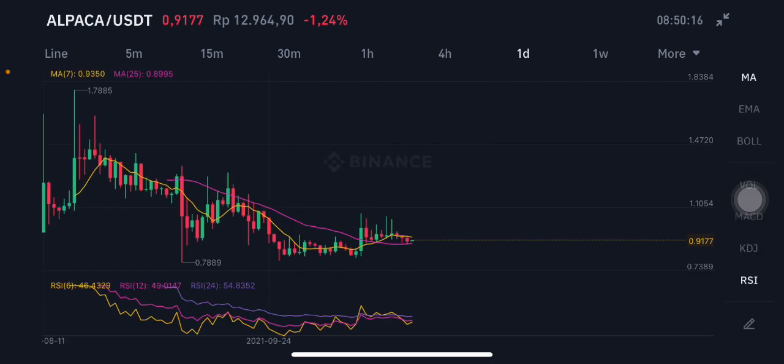The daily chart is basically still trying to go to the moving average 7 at 0.935 US dollar, trying to go up. If it can push to 0.9 or $1, it should be a really good opportunity to change the trend line from the downtrend going to the sideways or going to an uptrend.